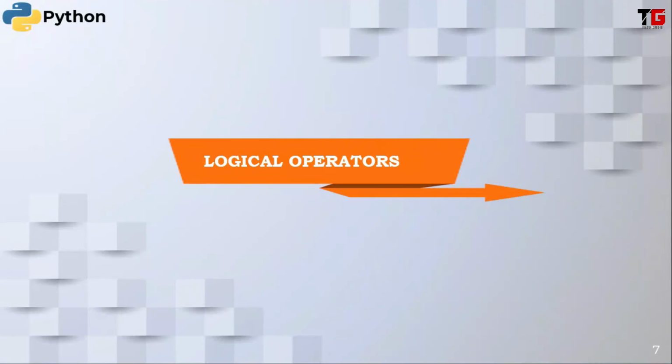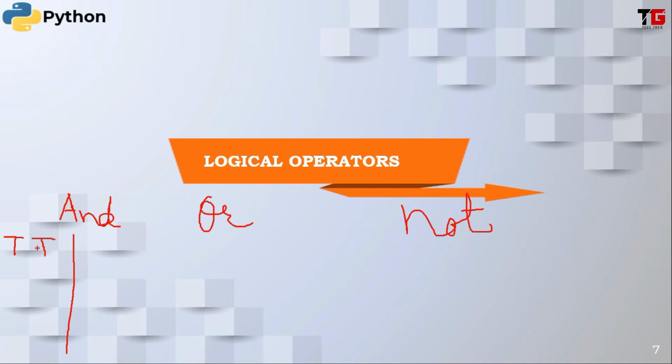Alright friends, now let's see logical operators. Friends, in Python we have three logical operators: AND, OR and NOT. So before doing practical, we have to understand the meaning of these operators. Friends, AND and OR operators are used to combine two or more conditions. If given all the conditions are true, then AND operator will give a true result.